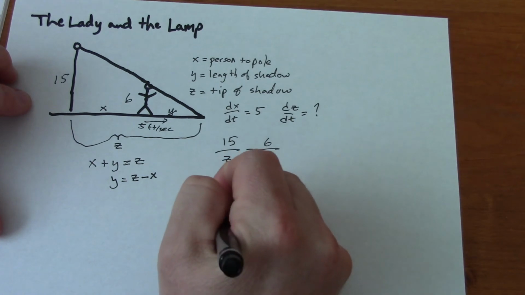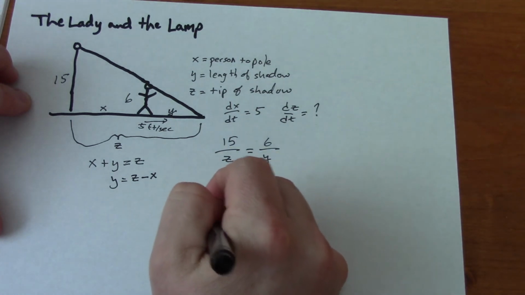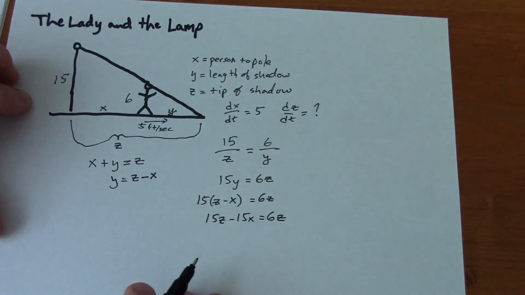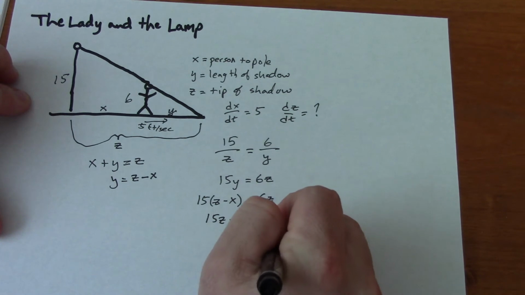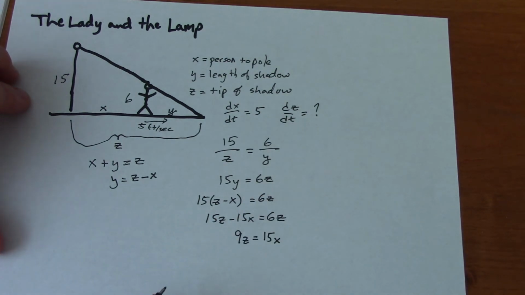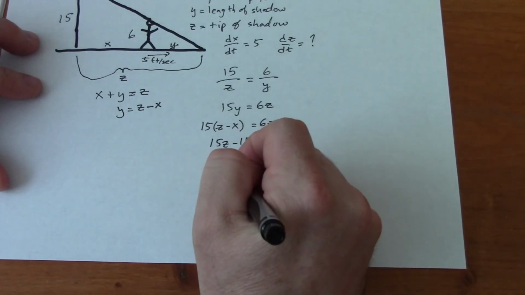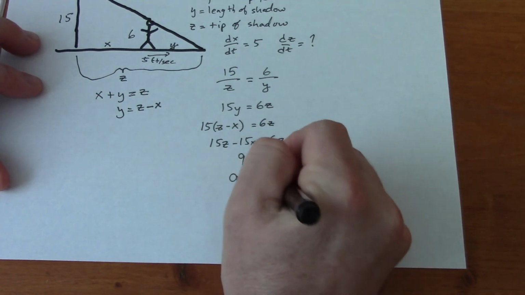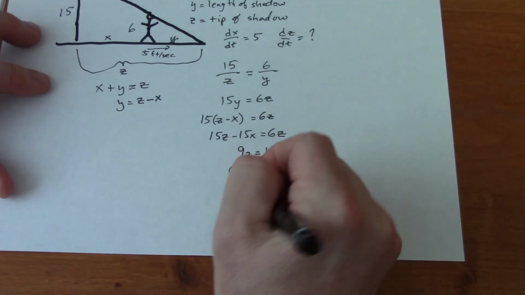Okay, so we'll substitute that in for y. So 15(z minus x) equals 6z. And then when we multiply this out, we're going to get 15z minus 15x equals 6z. And then when we get z's on one side and x's on the other, we'll get 9z equals 15x. Okay, at this point, we're actually ready to take a derivative. So when we take our derivative, we're going to get that 9 dz/dt equals 15 dx/dt.